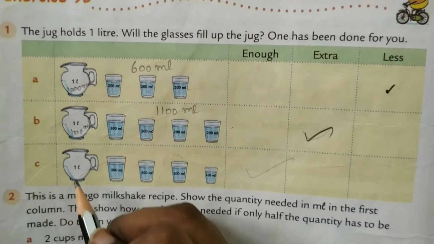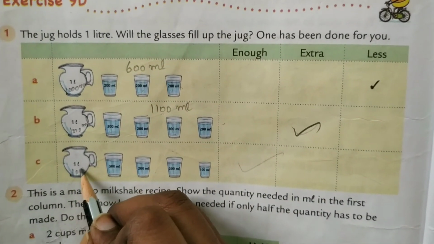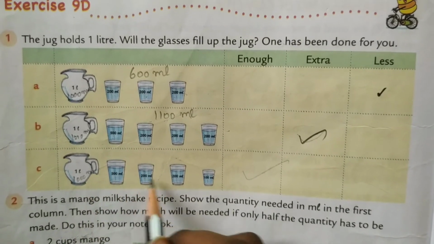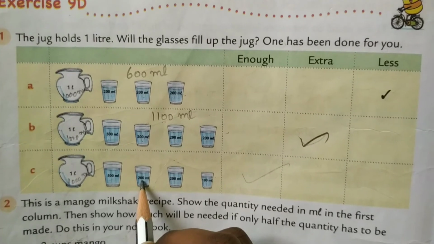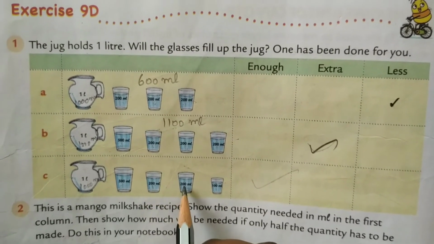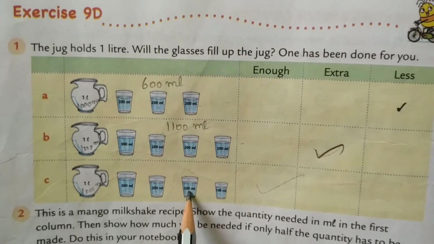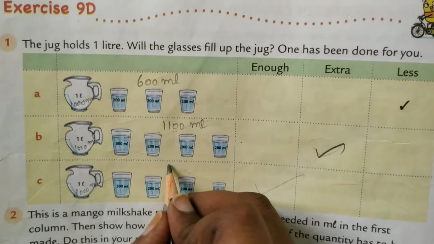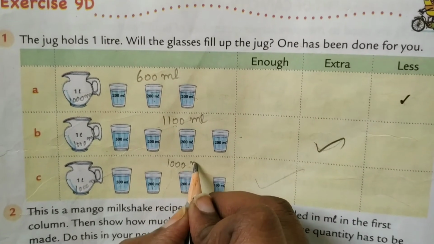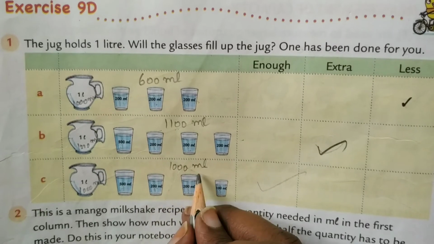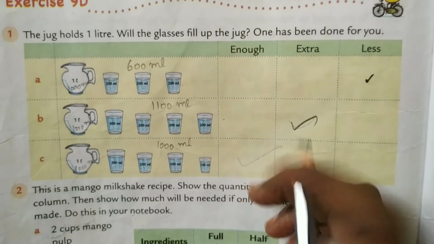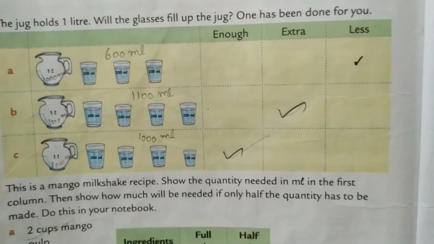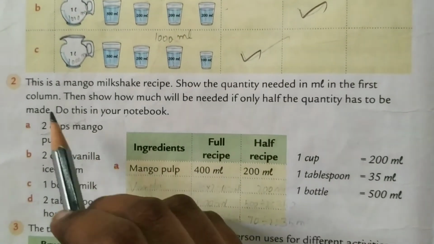Now coming to the C question, we all know that 1 liter means 1000 mL. Now come on, let's add this one. 500 plus 200 is 700. 700 plus 200 is 900, and 900 plus 100 is 1000 mL. So here also 1000 mL, here also 1000 mL. So these glasses will fill the jug. So this is enough. Okay, so put a tick for enough here. Next, coming to the second sum.